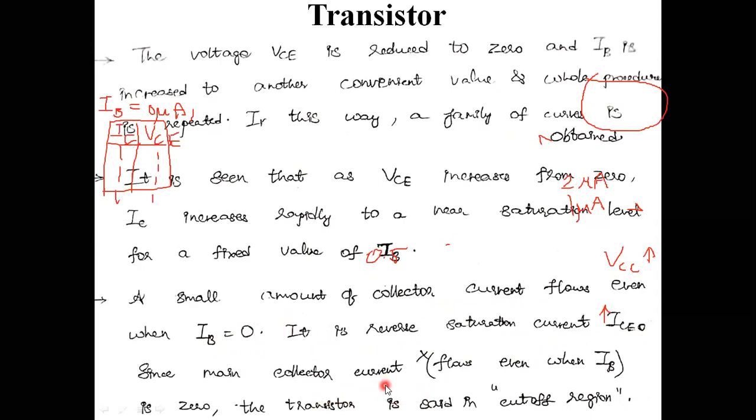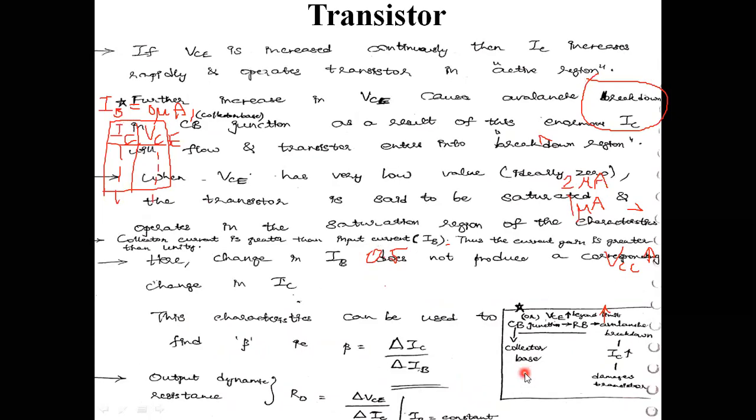Since the main collector current is 0, the transistor is said to be in the cutoff region. That is the difference here. If VCE is increased continuously, then IC increases rapidly and the transistor operates in the active region. Further increase in VCE causes avalanche breakdown.